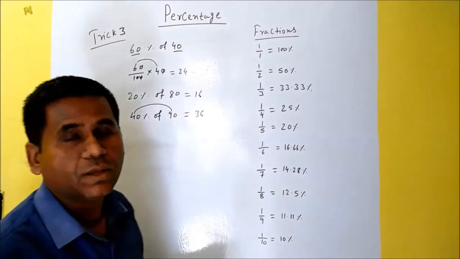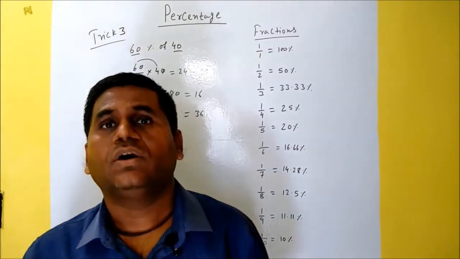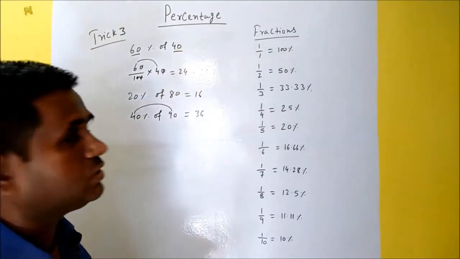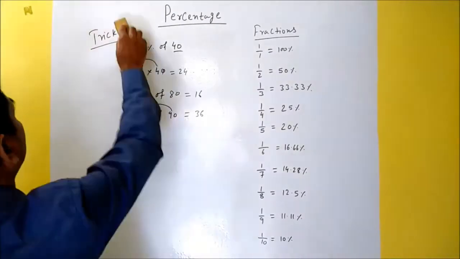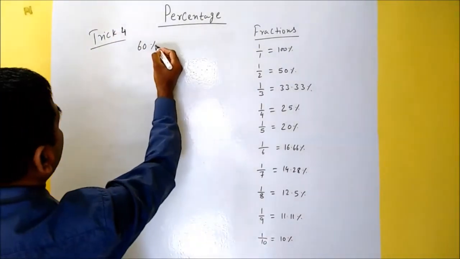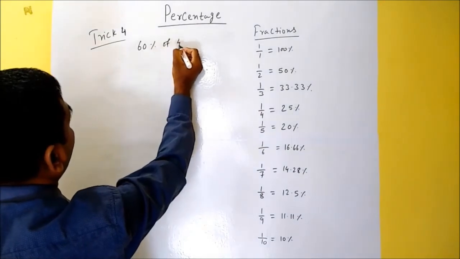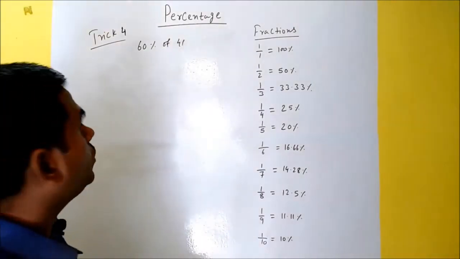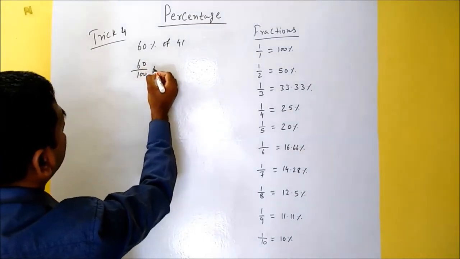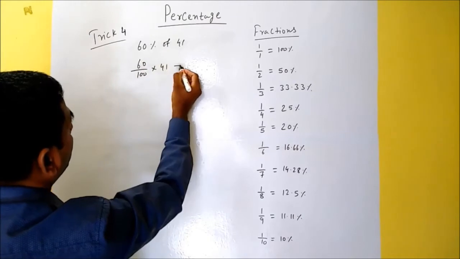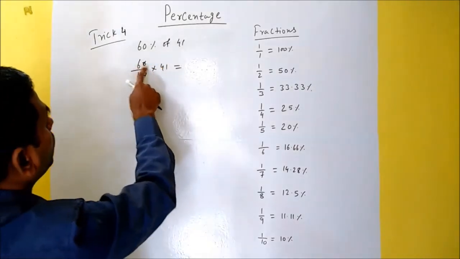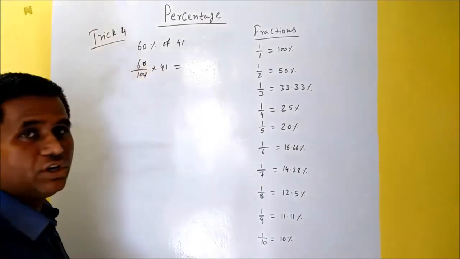Okay. Now we will be seeing the next trick, wherein suppose 0 is not there. Then what shall we do? Okay. So suppose 0 is not there. So assume that 60% of 41. Okay. So in this case, what we can do is 60 by 100 multiplied with 41, which gives us, 10 will be cancelled, but 10 is left, right? So we can multiply 41 into 6.